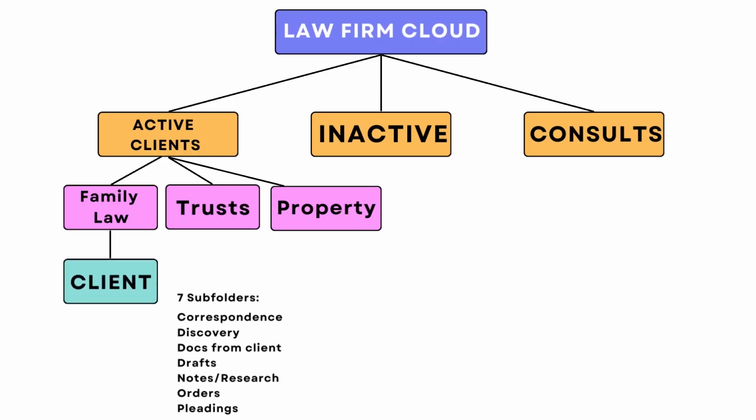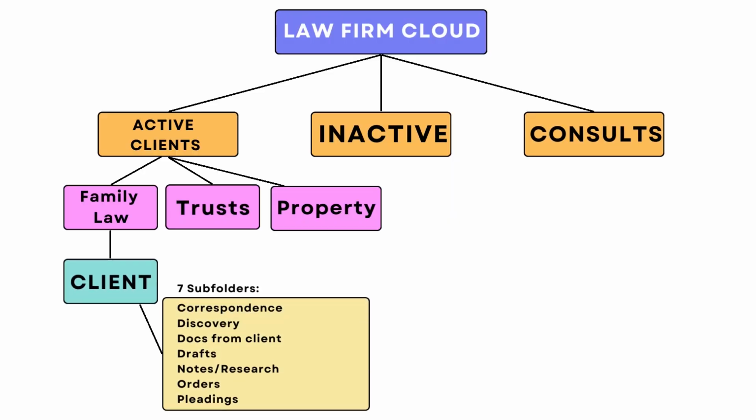I've found that there are 7 basic subfolders within each client folder that cover virtually anything, any situation that comes up. So the 7 categories would first be correspondence, discovery, docs from client, drafts, notes and research, orders, and pleadings. So those are the 7 key subcategories within your client folder that are going to cover virtually any type of situation or any documents that you either create or that are coming into you.